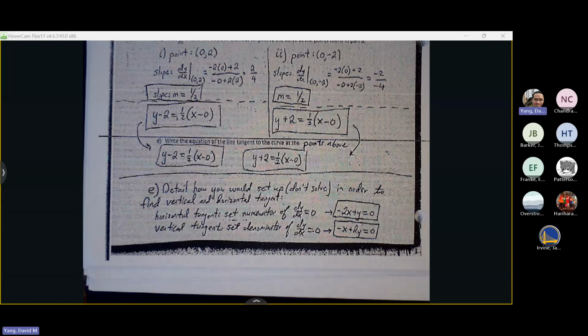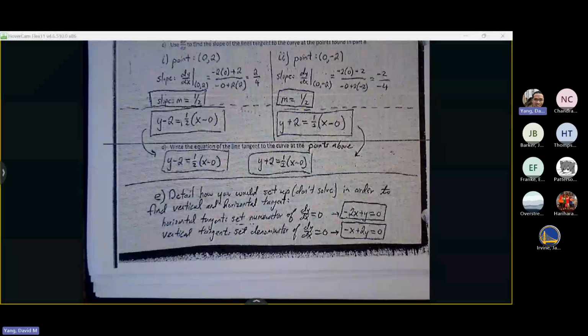Okay, any questions? First page. Next page.